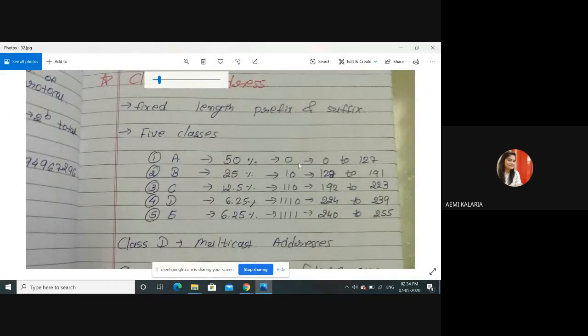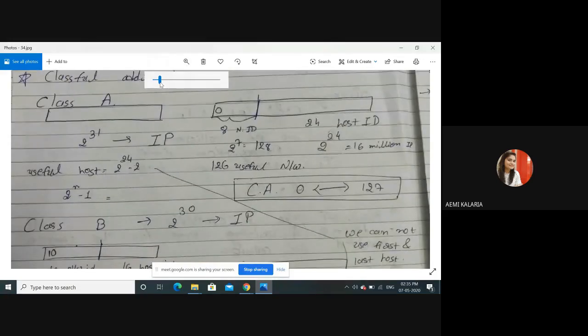Here you can observe in class A, 0 is a constant, the first bit 0. In class B, 10 is constant. Class C, 110 is constant. Class D, 1110 is constant. And class E, 1111 is constant. After that, a variable number of addresses is possible, right? So why it is constant, that I want to explain to you exactly.